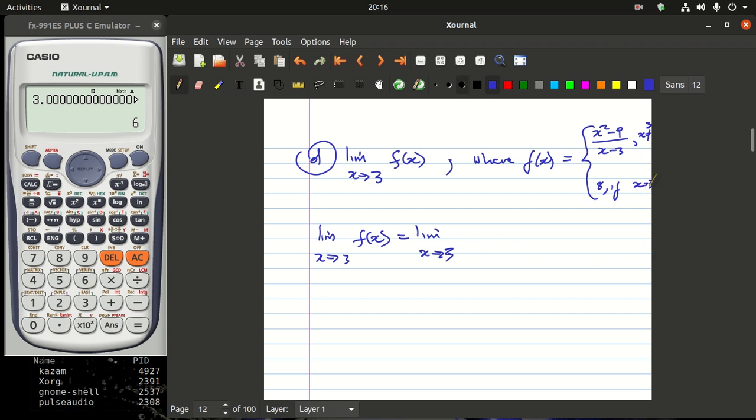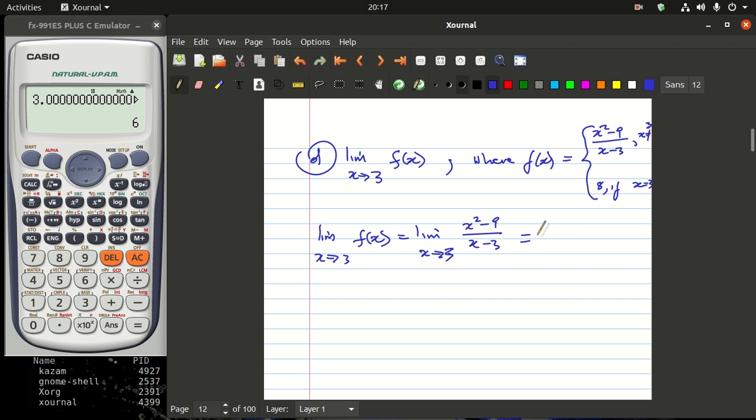remember that if x is equal to 3, then this is the output. So if this value is close to 3 but it's not 3, which means now we end up having that function there. So our f of x when x is not equal to 3 is going to be x squared minus 9 over x minus 3. That's how we end up dealing with this.